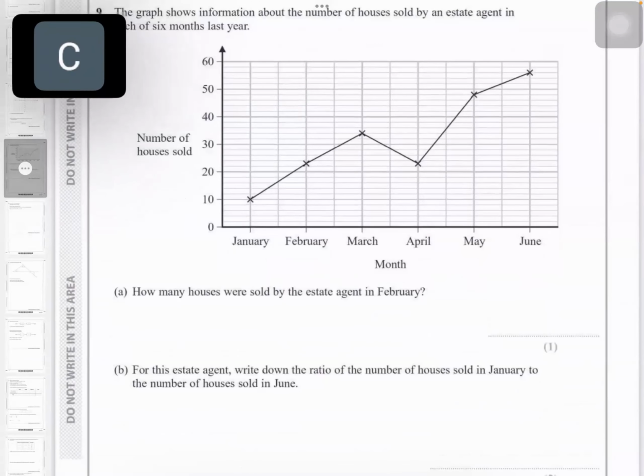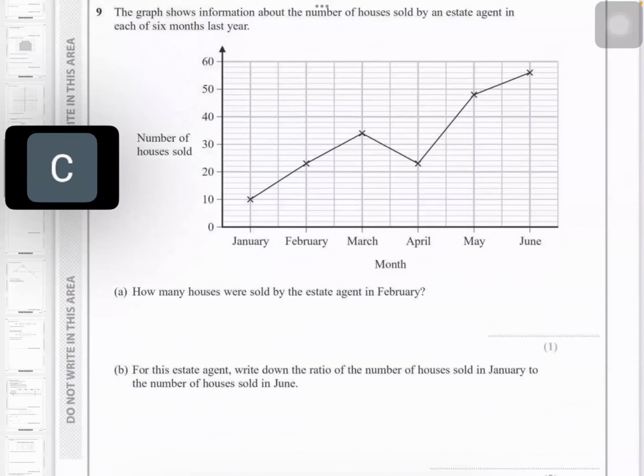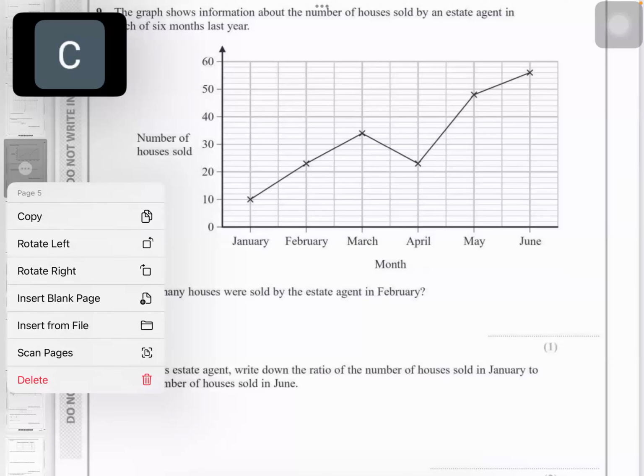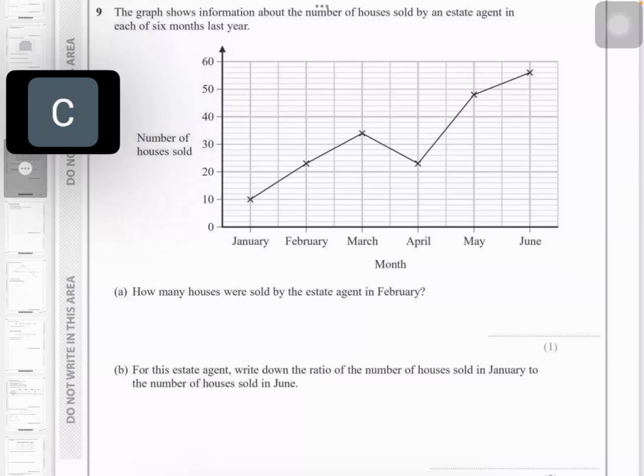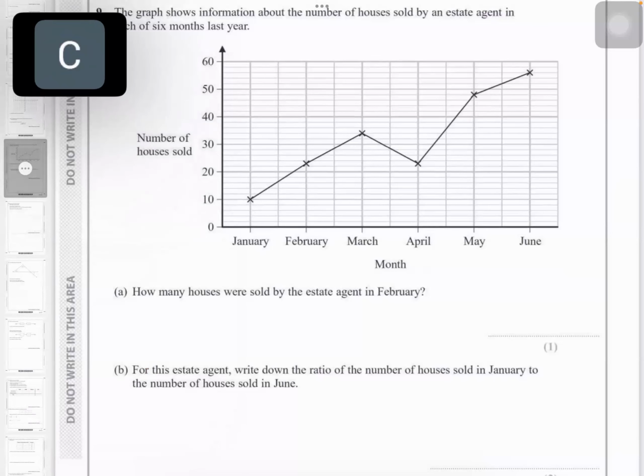Okay. Oh, this one has to do with the graph. Let's see. The graph shows information about the number of houses sold by an estate agent in each of 6 months last year. Okay, all that. What does it say next? How many houses were sold by the estate agent in February? I want us to read this graph accurately.